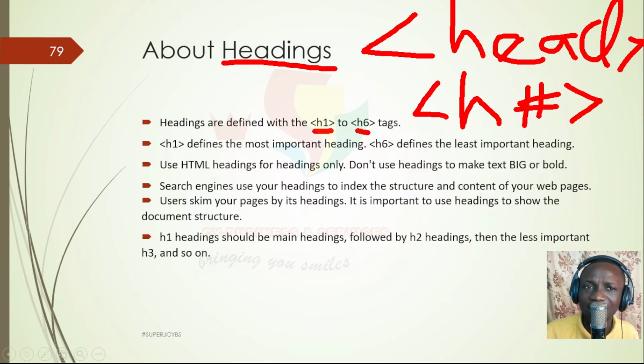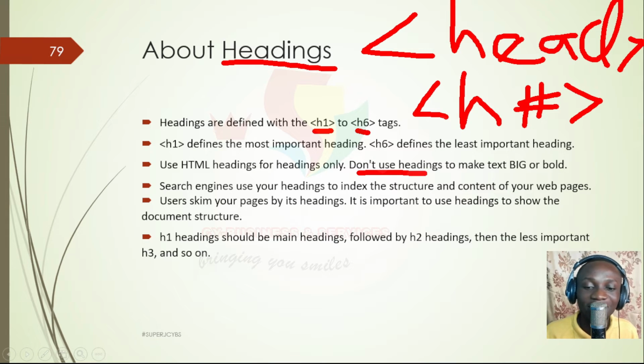I said in the previous lesson, I remember, that H1 is the biggest of them and H6 is the least of them, the smallest. And so you can just use it for headings. If you want to show a heading, you will just use H1 to make it bold and bigger. You will see it practically.